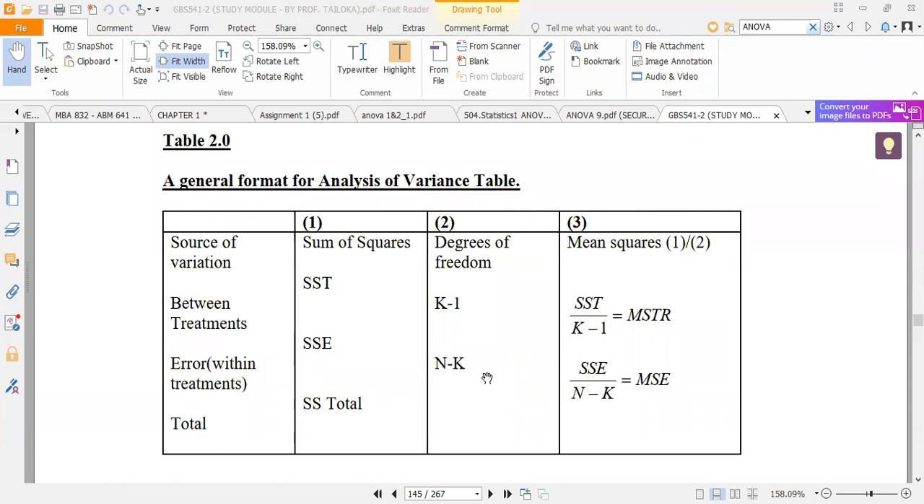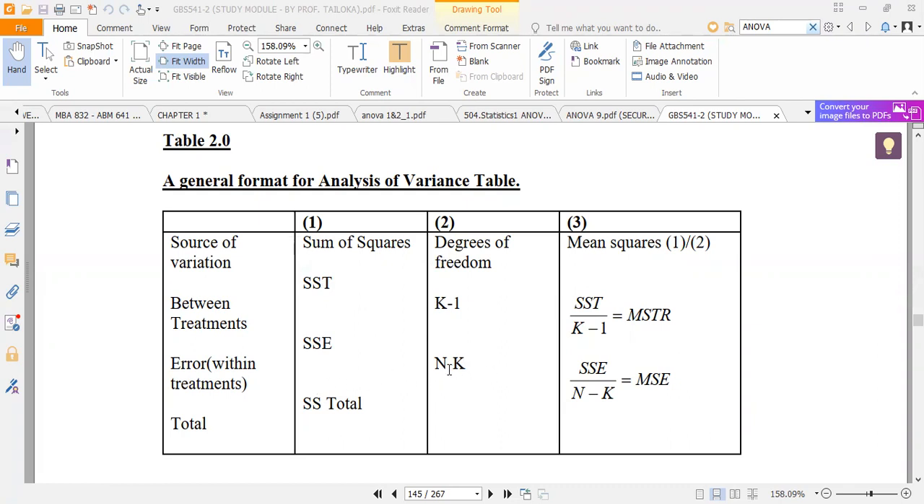So we have what we call the ANOVA table, which has three sources of variation. Number one, the variation that comes between the treatments. Number two, the variation that comes within the treatments, which is the error. So we have sum of square treatment, sum of square error, and sum of square total. Then this column is for the degrees of freedom. K minus 1 is the degree of freedom for the treatment, where K stands for the number of treatments or columns. Then N minus K stands for the degree of freedom for the error.